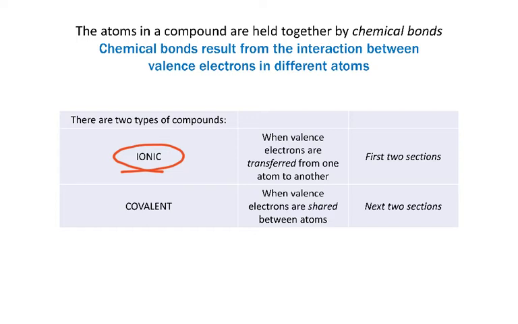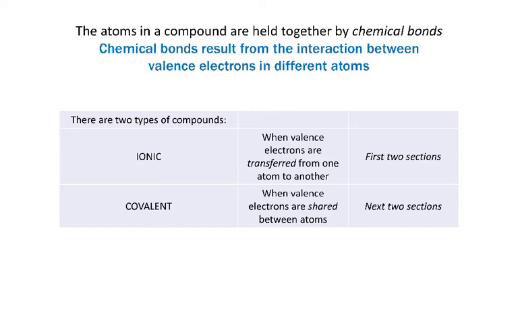We're going to focus on these in the first two sections. And covalent is when the valence electrons are shared between atoms, right? Covalent. Co is sharing. And this will be the last two sections.